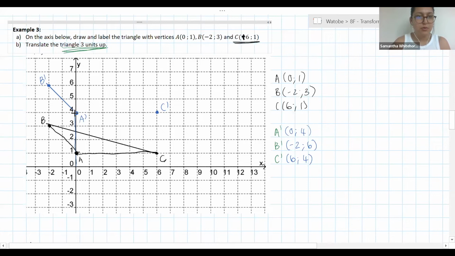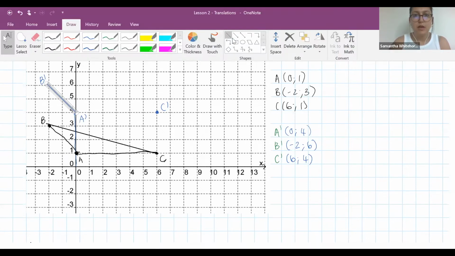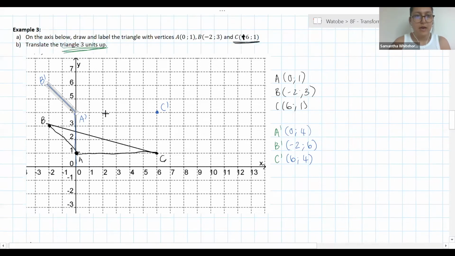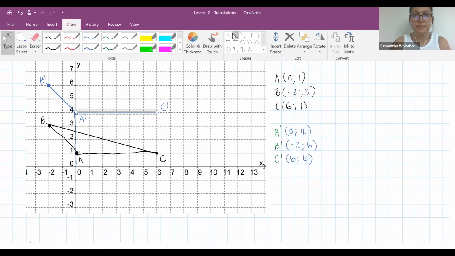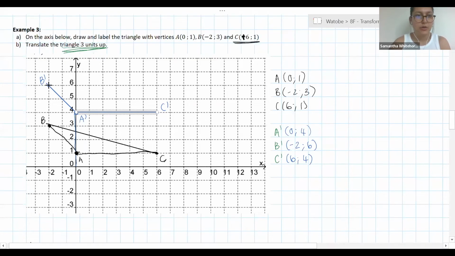It's going to be this blue one here. Hopefully it's a bit better than the last one. My blue triangle is now the original triangle shifted 3 units up according to the instruction that I was given. Okay, so that is essentially a translation.